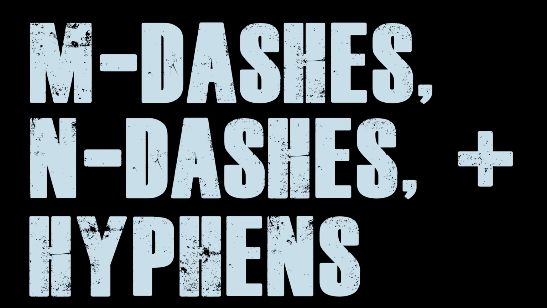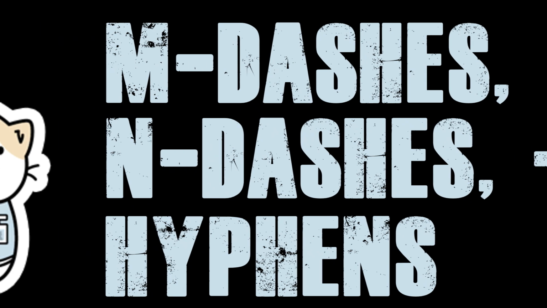Em dashes, en dashes, and hyphens. These are three little lines that cause a lot of confusion for a lot of writers, especially writers who are concerned about being accused of using artificial intelligence because apparently AI tools make excessive use of the em dash, M as in Mary. But we're going to hash out the differences between each of these little lines so that you can use them effectively in your writing.